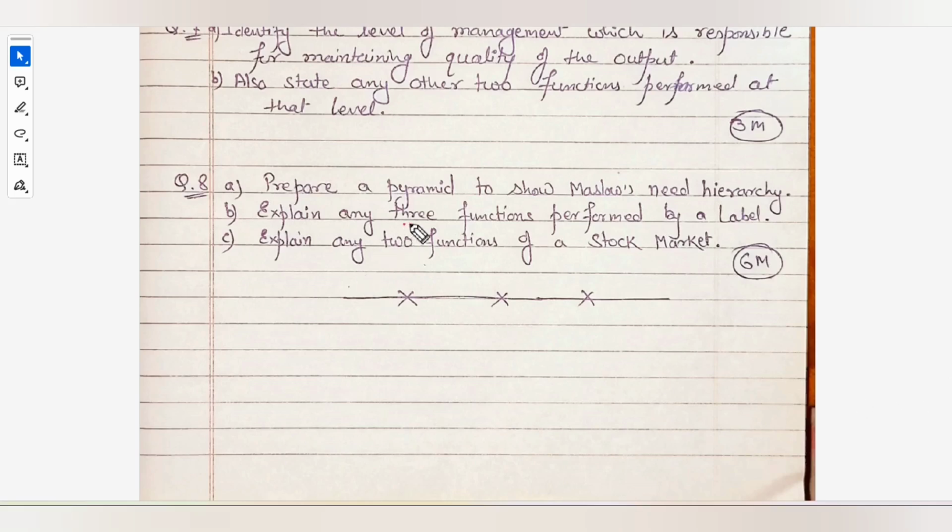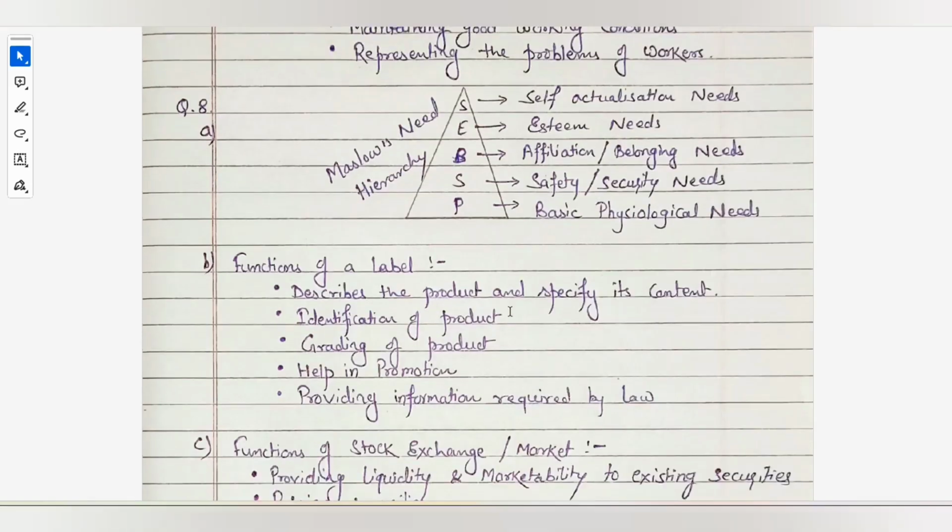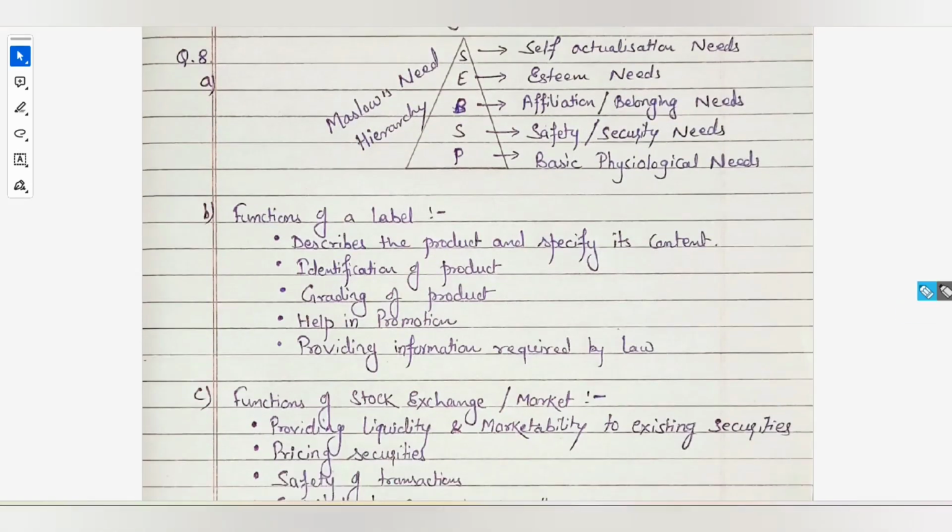So in the second part, you need to write three functions performed by a label. I have written all the functions performed by the label, and you have to write any three of them. The label describes the product and specifies its content. The label provides the identification of a product. It also provides grading of the product. It helps in promotion of the product. It is helpful in providing information required by the law. So these are the major functions which are performed by a label.